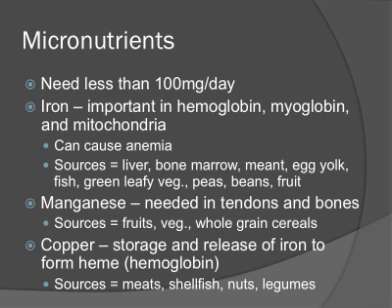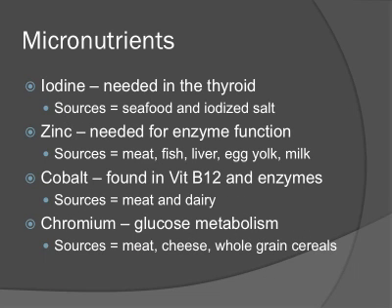Copper is another one. This aids in the storage and release of iron into the heme, which is part of your hemoglobin. Copper is very important in making sure that the iron gets and is part of your hemoglobin properly.